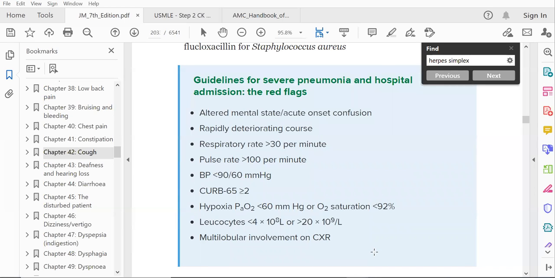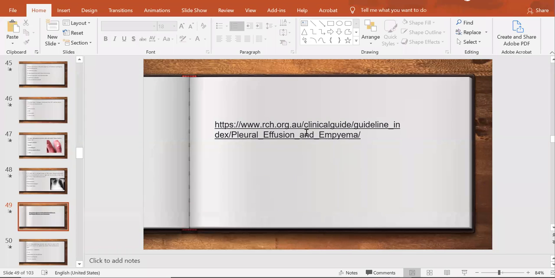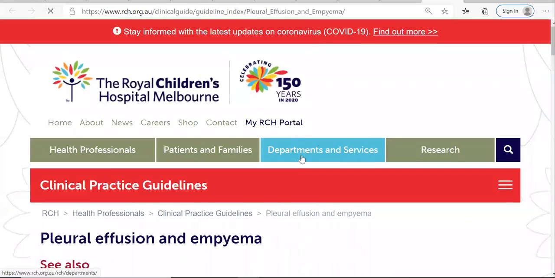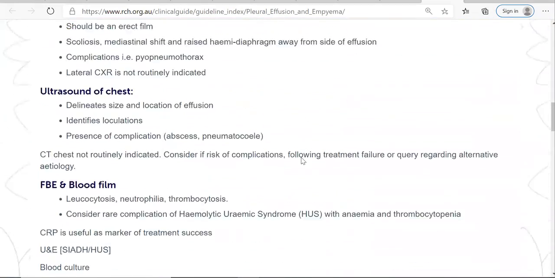Also, if a patient has complicated pneumonia like parapneumonic effusion or empyema, IV antibiotics should be started. Okay, if you go into the RCH guideline of pleural effusion and empyema, you will find it out.